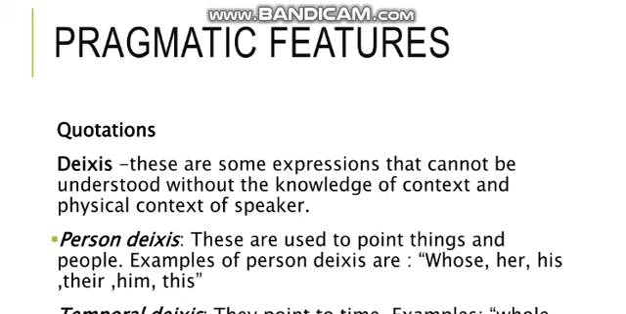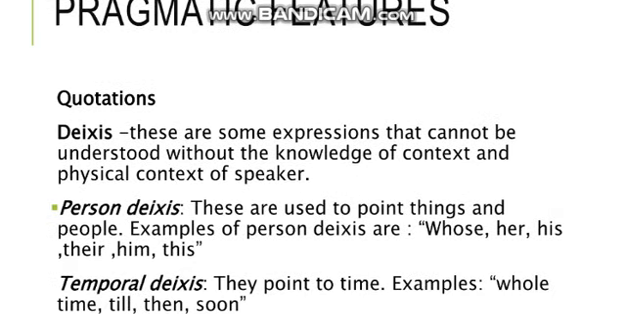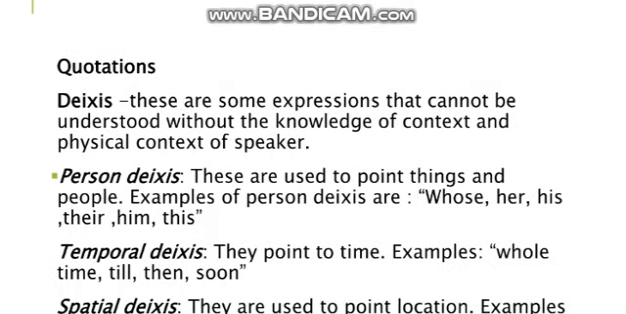Other features are pragmatic features like deixis. In these, there are some expressions that cannot be understood without a knowledge of the context and the physical context of a speaker, like person deixis. These are used to point to things and people. Examples of person deixis are whose, her, his, him, this.